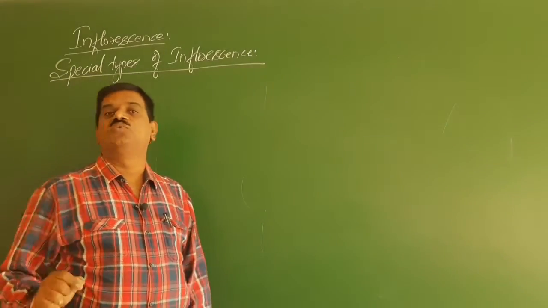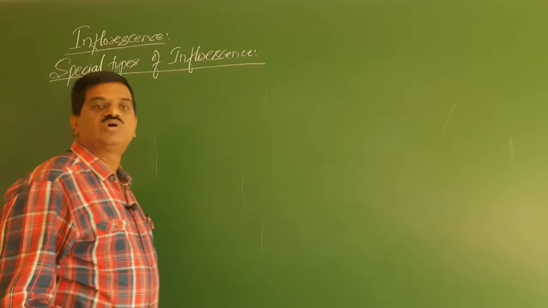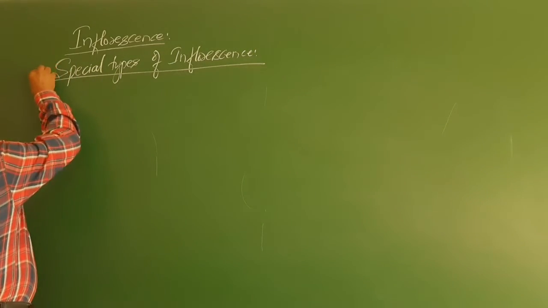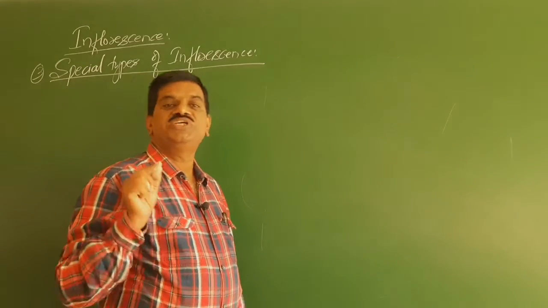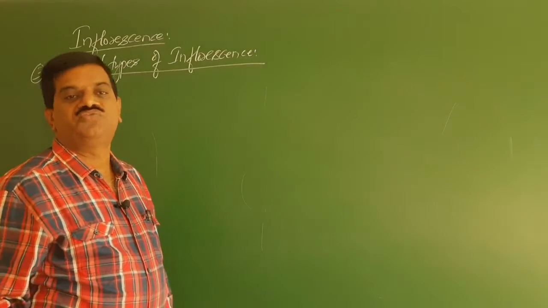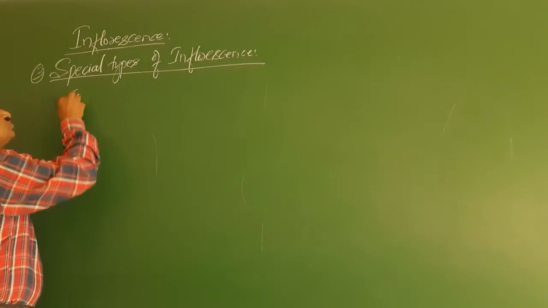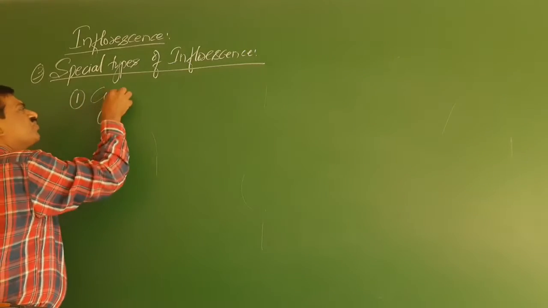So we are going for the next study, the third one, called special types of inflorescence. The first one was racemose, the second one was cymose, and the third one is called special types. Here the word special type indicates the arrangement of flowers itself is a special, different type. So the first one under this is called cyathium.